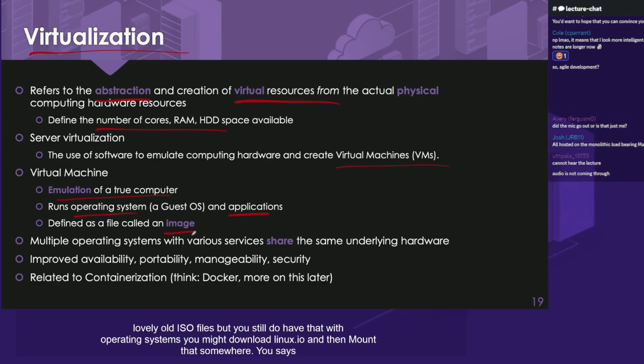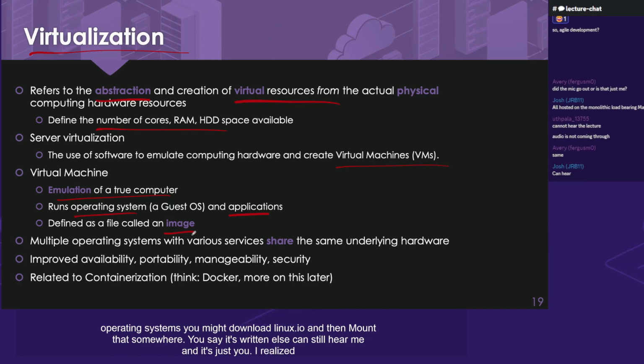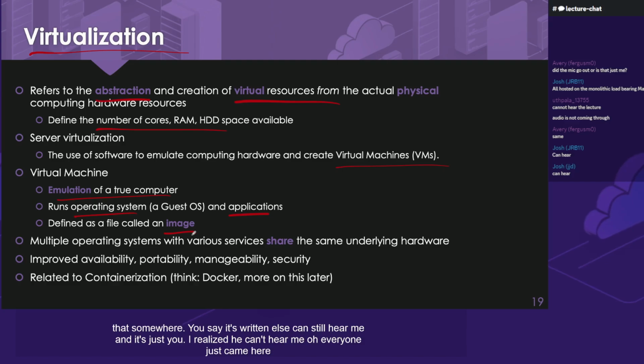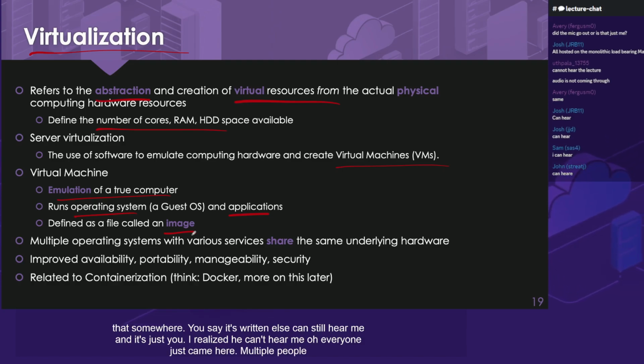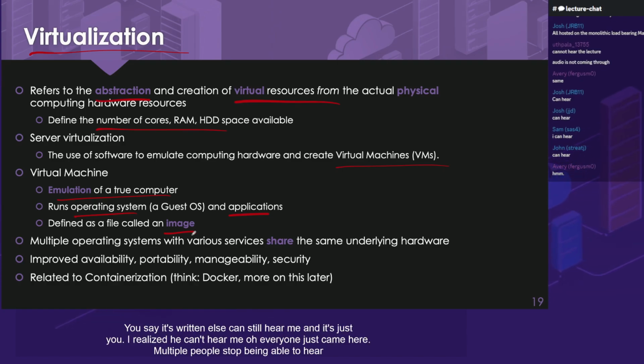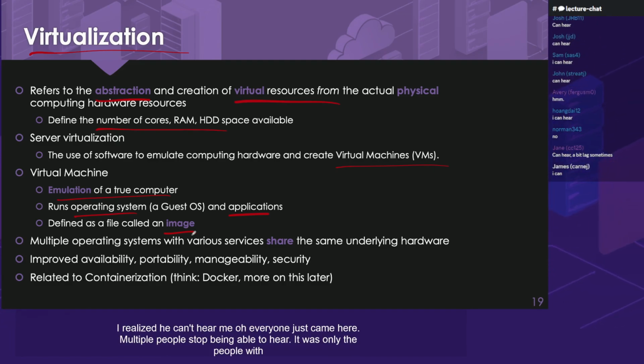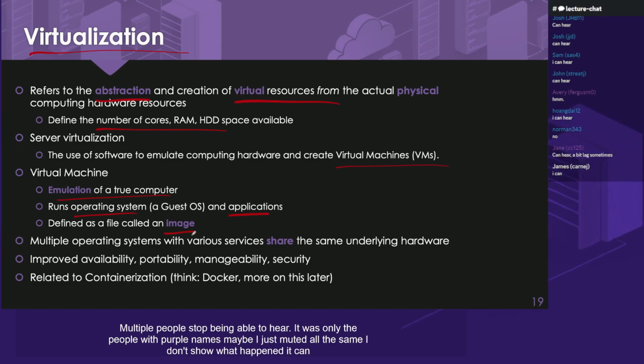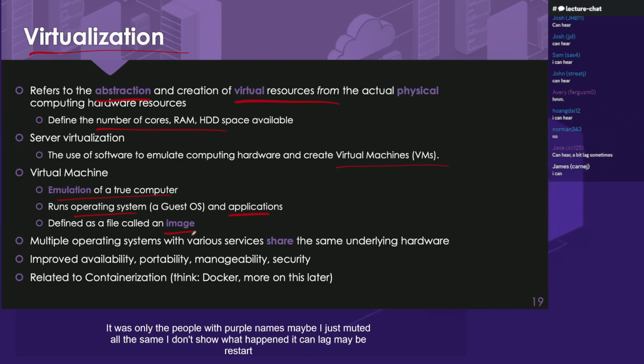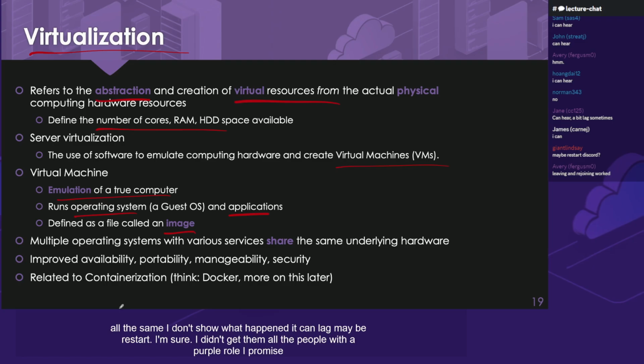I assume everyone else can still hear me and it's just you. I realize he can't hear me. Oh, everyone, Josh can hear. Multiple people stop being able to hear. It was only the people with purple names. Well, I'm not sure what happened. It can lag, maybe restart. Unsure. I didn't deafen all the people with the purple role. I promise. I would never do that.